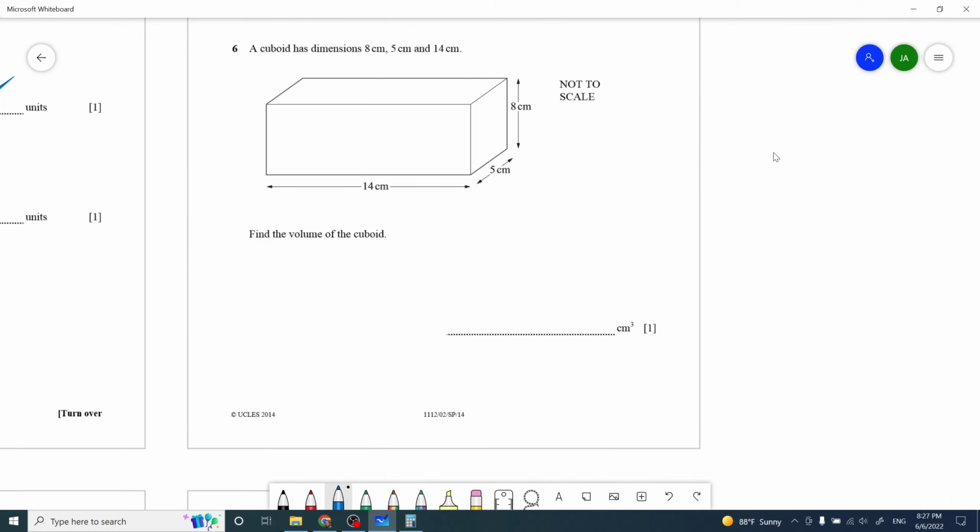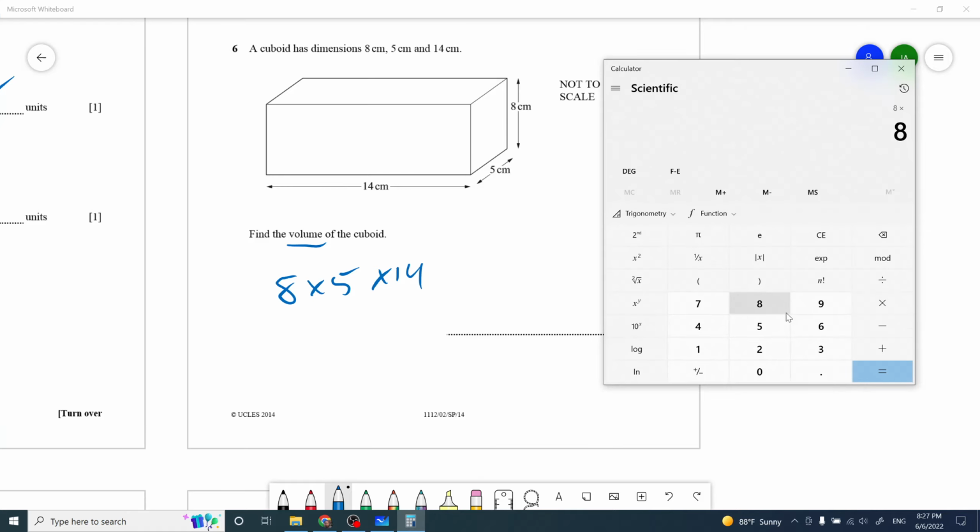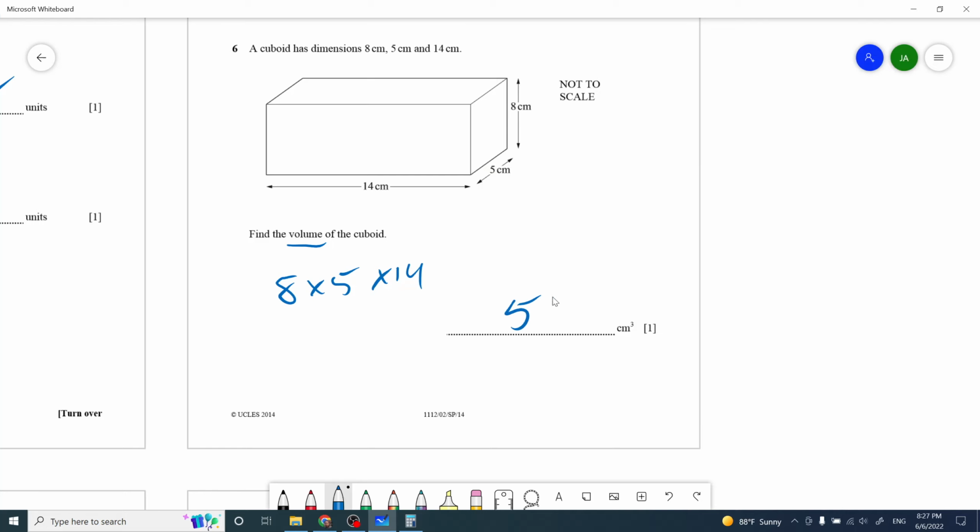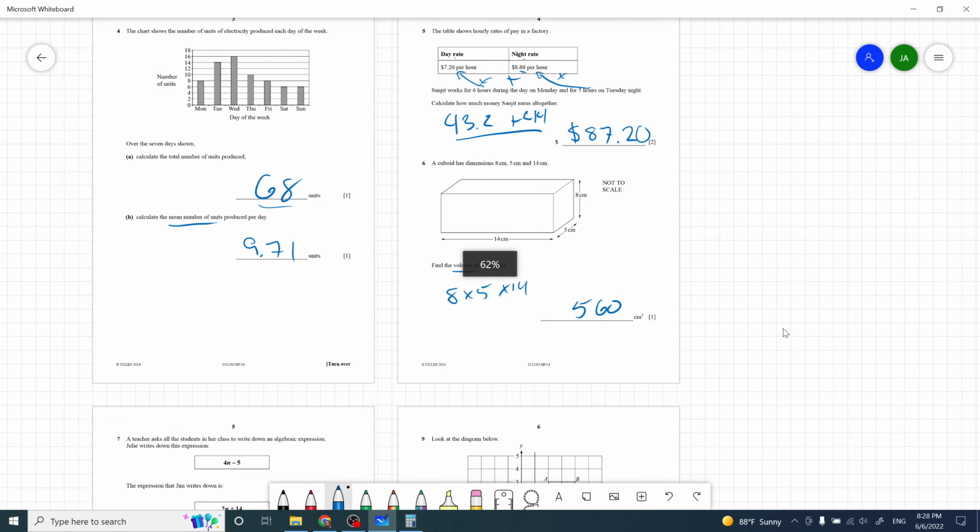Down here, a cuboid has dimensions 8 centimeters by 5 by 14. To find the volume, we simply take width times height. So width times length times height. So we're going to take 8 times 5 times 14, which, according to our handy-dandy calculator, is going to give us 560. 560 what? Cubic centimeters. They already give us the unit, so we can just leave it as is.